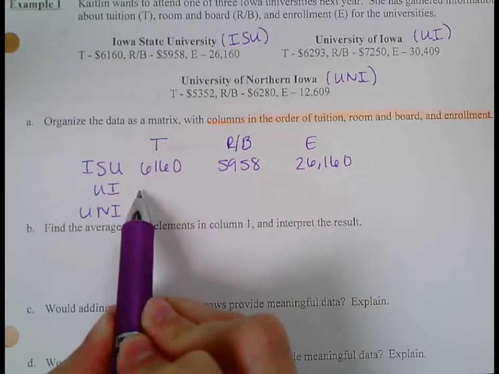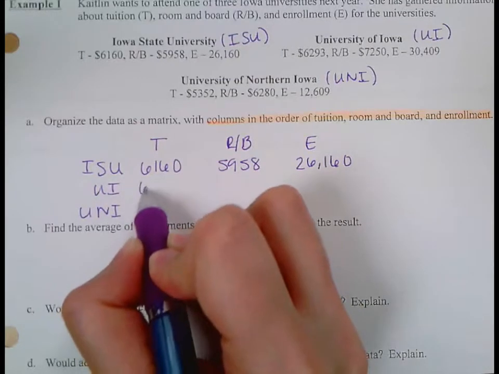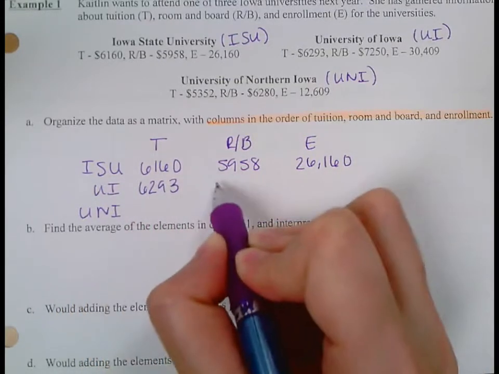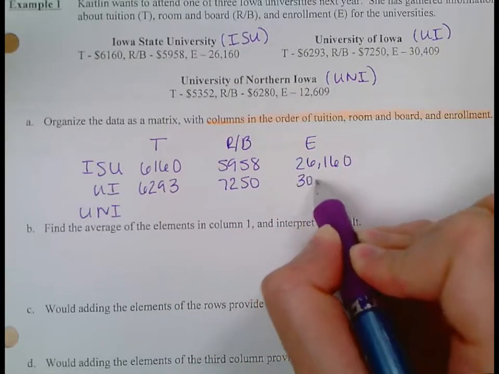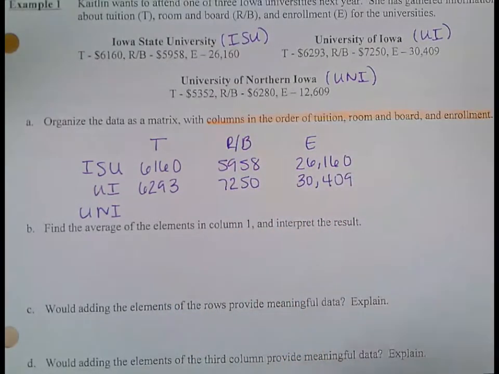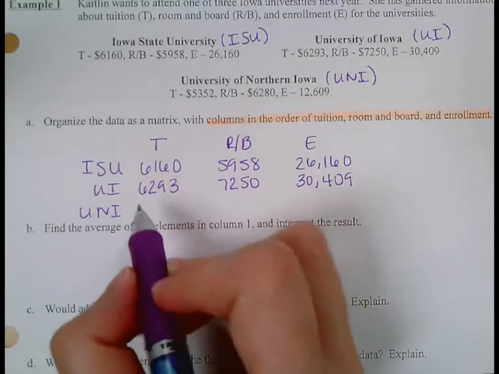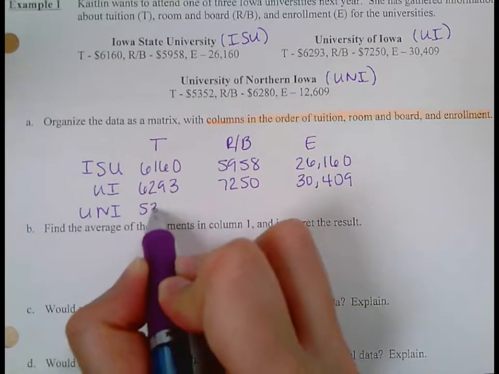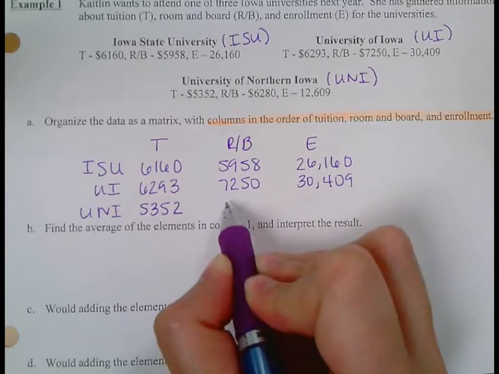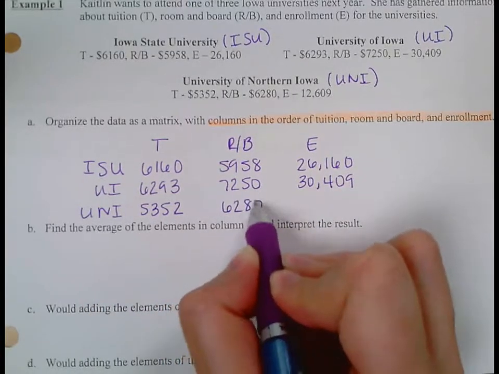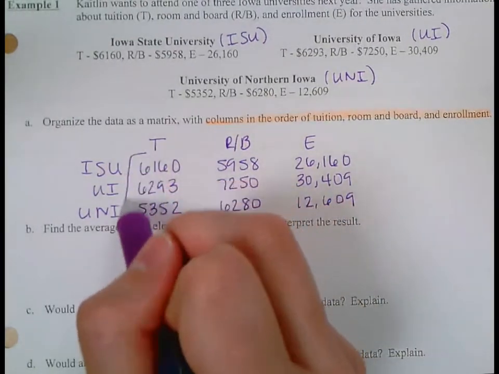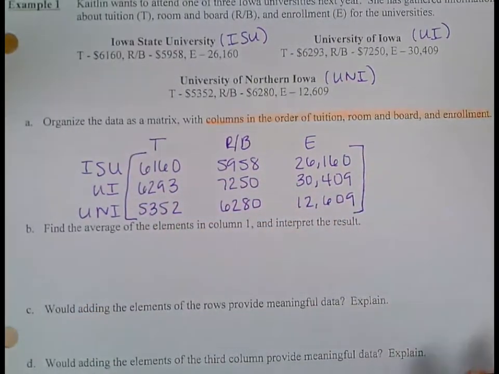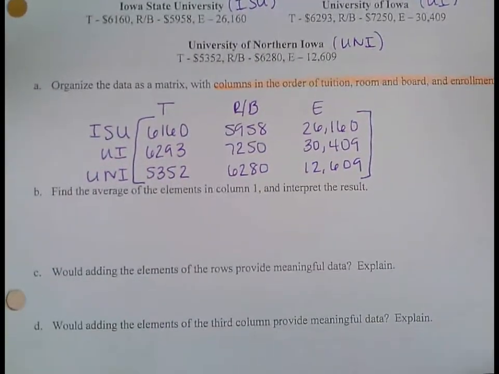And then for the University of Iowa, the tuition is $6,293. Room and board is $7,250. Enrollment is $30,409. And University of Northern Iowa, tuition is $5,352. Room and board is $6,280. And enrollment is $12,609. And then I'll just fill in my brackets around that to form my matrix.